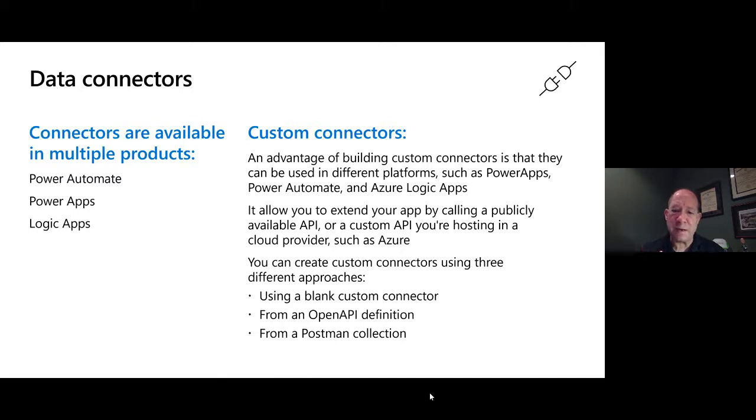Now, with that said, you do have the ability to create your own custom connectors, and this will allow you to connect your app by calling a publicly available API or a custom API you're hosting in a cloud provider. Connectors work by sending information back and forth across these APIs and gathering available functions into Power Apps and/or Power Automate.